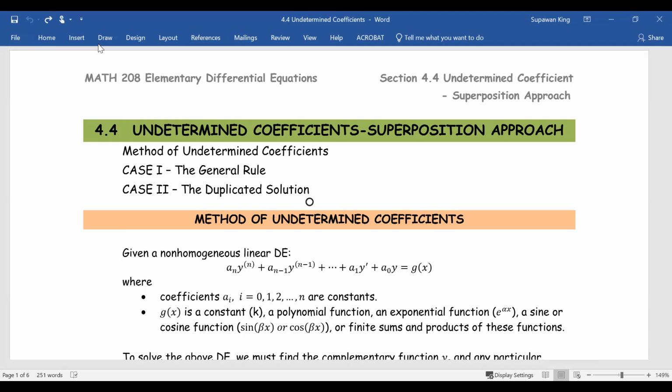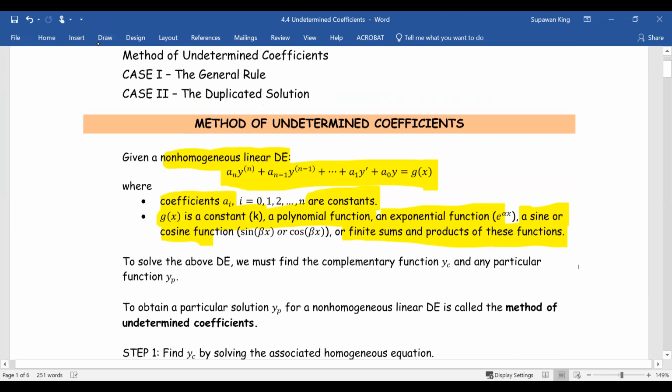Section 4.4 Undetermined Coefficients, Superposition Approach. In this section, we will use the method of undetermined coefficients to find the solution of non-homogeneous linear differential equations, where the coefficients ai are constant, and g(x) could be a constant, a polynomial function, an exponential function, a sine or cosine, or a finite sum of the products of these functions.